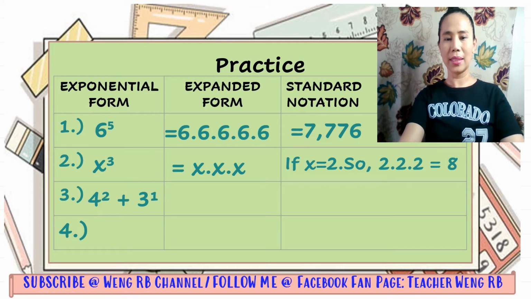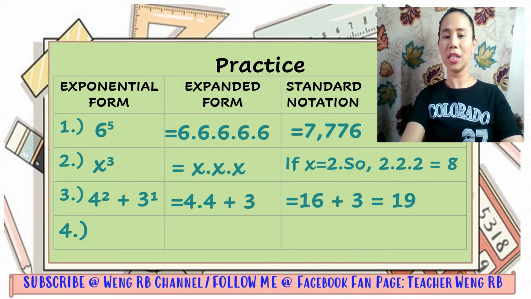So let's check your answer. Expanded form, we can write it as 4 times 4, which is 4 to the 2nd power, plus 3. Why 3? Because 3 to the 1st power is equal to 3. This is the base itself. So multiplying and adding them would give us 4 times 4, 16, plus 3 will give us 19. Easy, right?